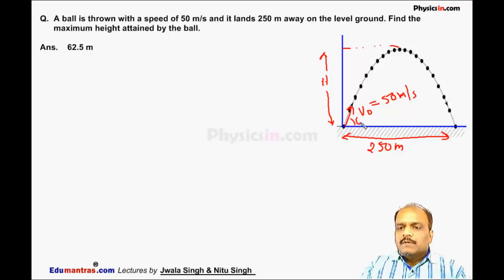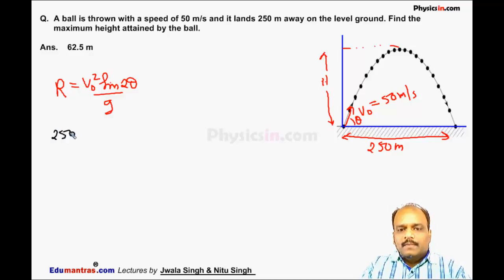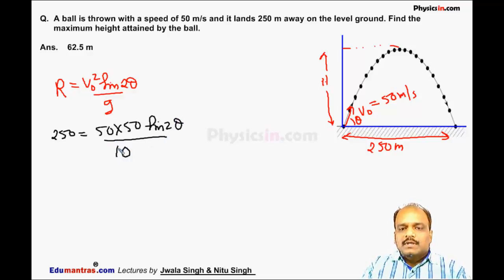Let the angle of projection be theta. As we know, this 250 meter is the range, so we can say range is equal to V0 square sine 2 theta divided by g. So range is equal to 250, and V0 square means 50 into 50, sine 2 theta, because theta is not known, so let it be sine 2 theta, divided by g, which is 10.